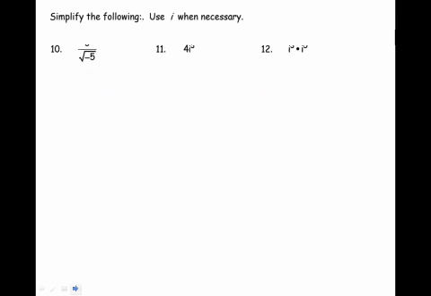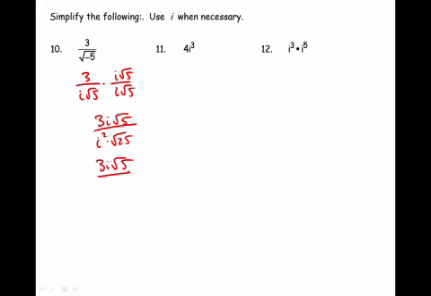Number 10. We'd want to factor out an I, so we get 3 over I root 5. And again, we want to rationalize our denominator, so I need to multiply by I root 5 over I root 5. Multiply the numerators, you get 3I root 5 in the numerator. And in the denominator, you get I squared times root 25. So that becomes negative 1, because I squared is negative 1, times the square root of 25. So it's negative 5. And since nothing reduces with the numerator, that would be our final answer.